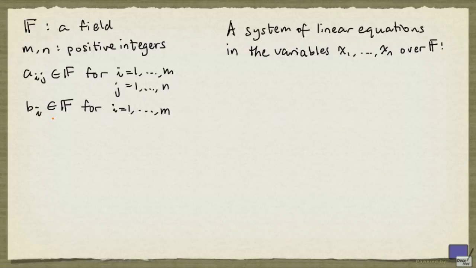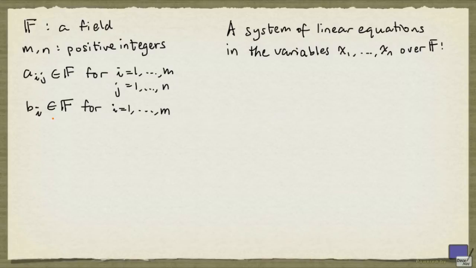Let F denote a field. Let m and n be positive integers. For each i from 1 up to m and each j from 1 up to n, I have an element a_ij from the field F. And for each i from 1 up to m, I have an element b_i from the field F.